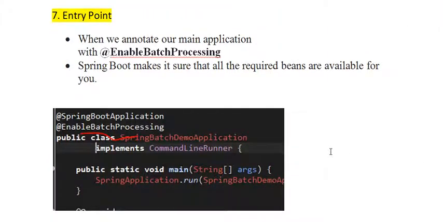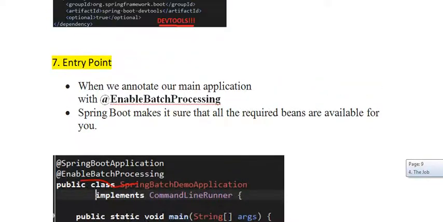What is the entry point for Spring Boot? It is @SpringBootApplication, and to enable batch, you need to write @EnableBatchProcessing. So when we annotate our main application with @EnableBatchProcessing, Spring Boot makes sure that all required beans are available for you.